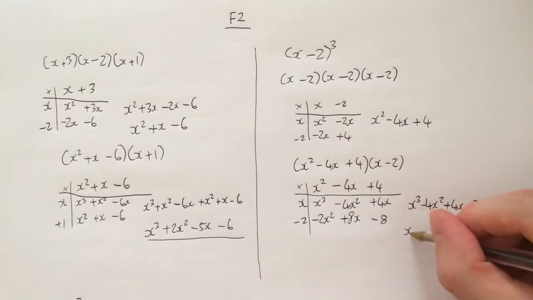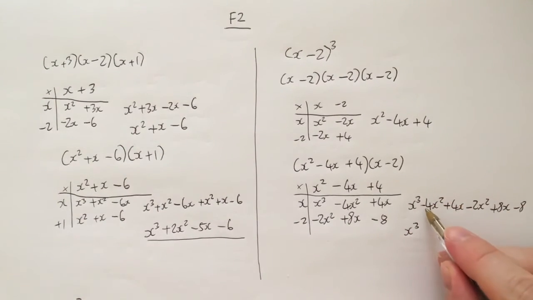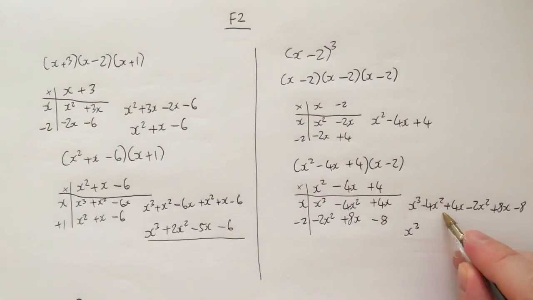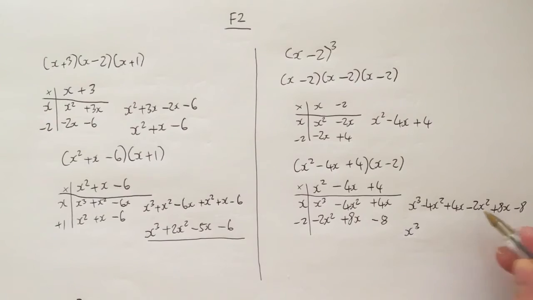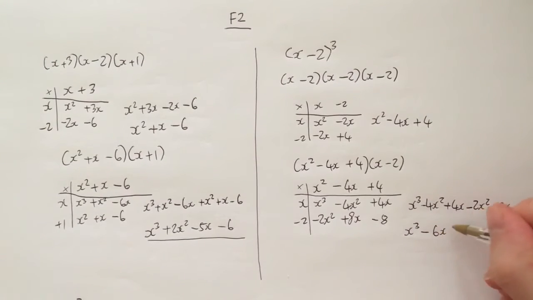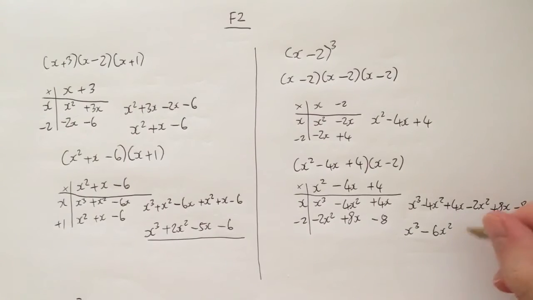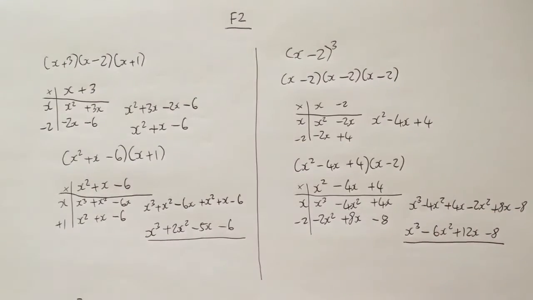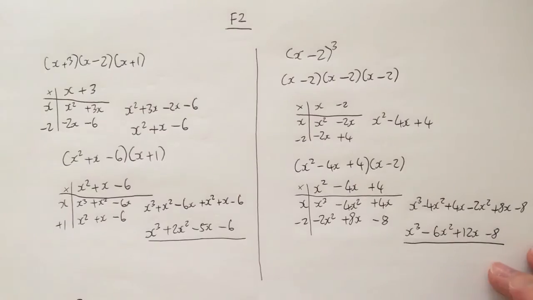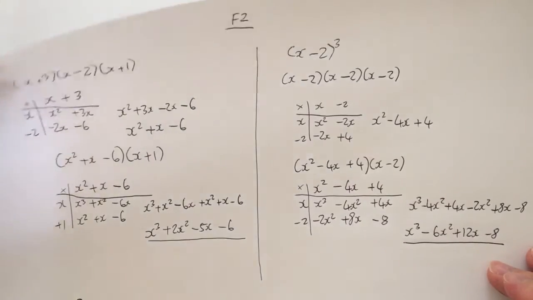X cubed is by itself. Negative 4x squared. Is there any more x squareds? Yes, there is there. So negative 4x squared take away 2x squared is negative 6x squared. Positive 4x plus 8x is plus 12x, and the minus 8 is by itself there. So those of you that were doing the question, you can look back at it now and check if you're right. Right, in this video I'm going to squeeze in F3 as well.